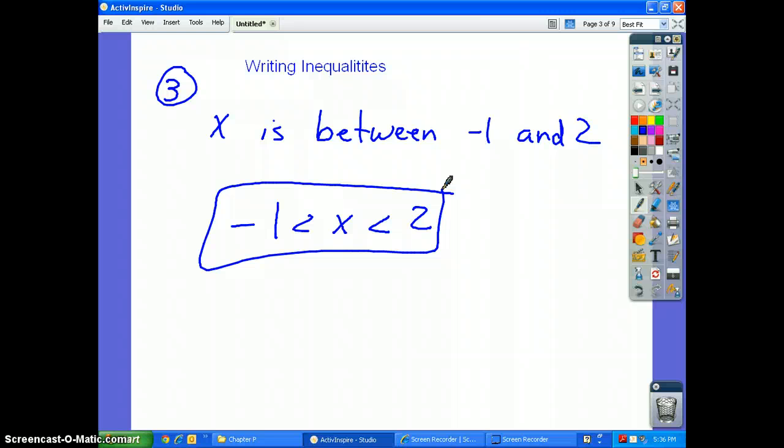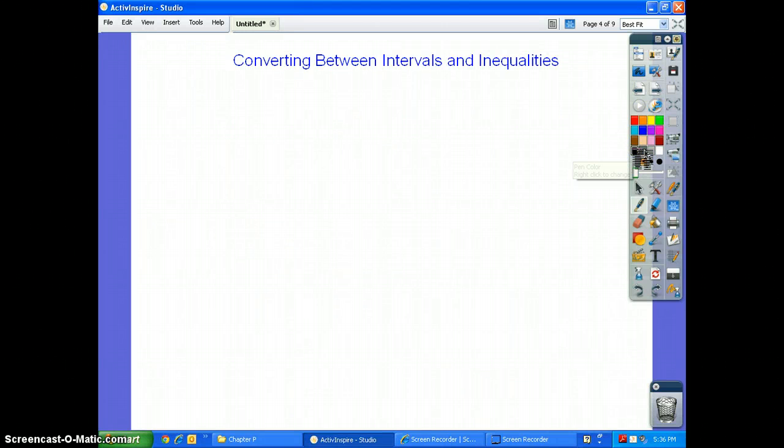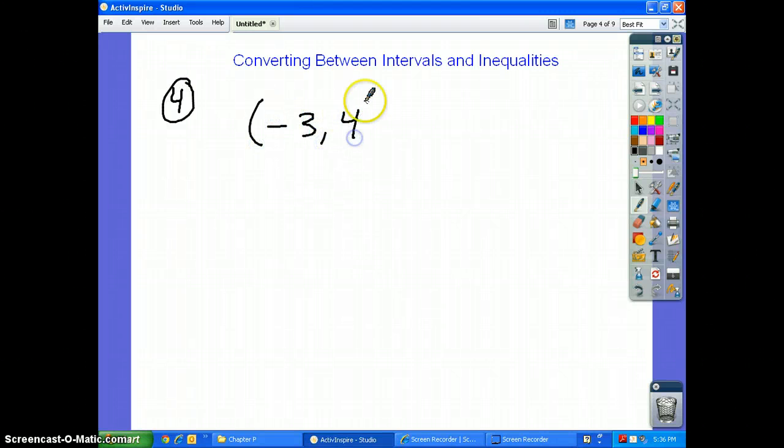Example number 4 happens to be problem number 29 in your book. Example number 4 asks for you to convert my interval notation to my inequality notation. And then you're going to find the endpoints and state whether the interval is bounded or unbounded and is tight. So in example number 4, we have parenthesis -3, comma 4 bracket.